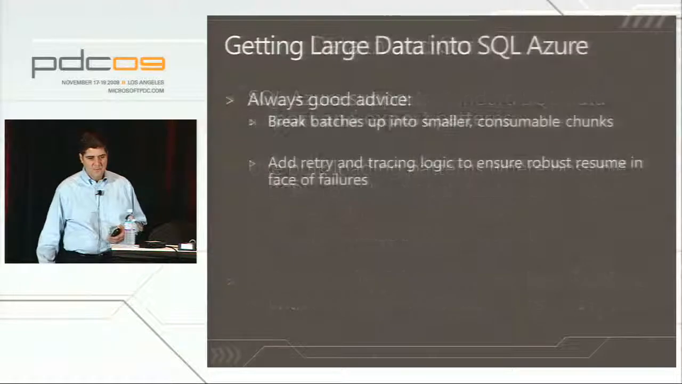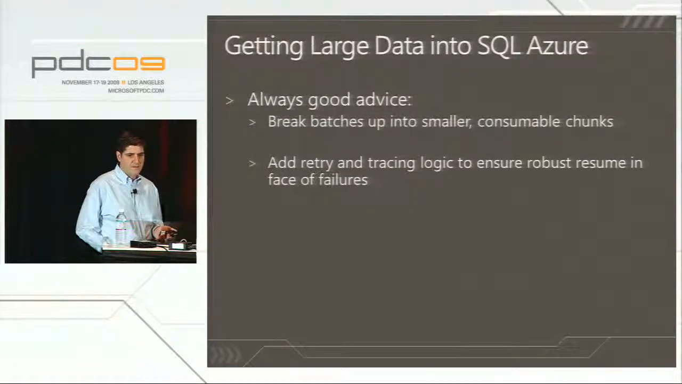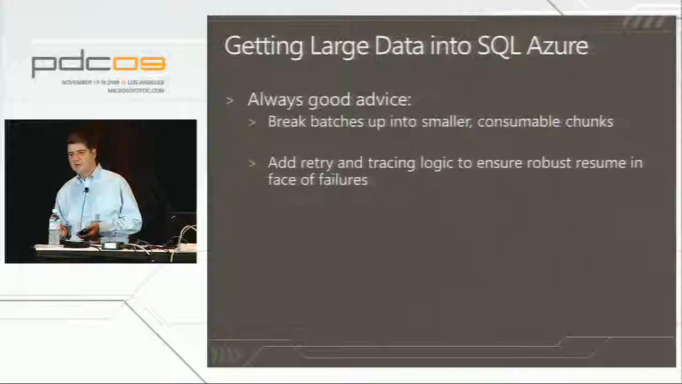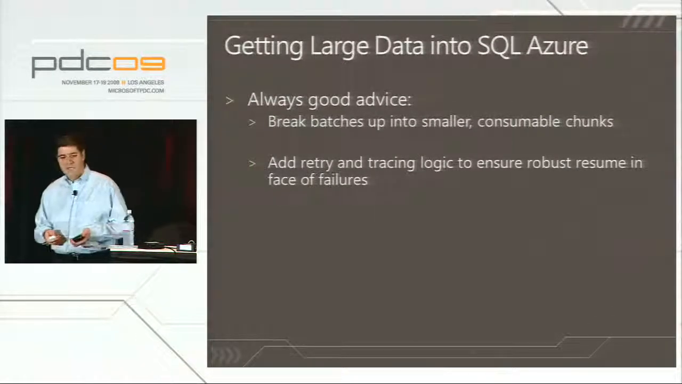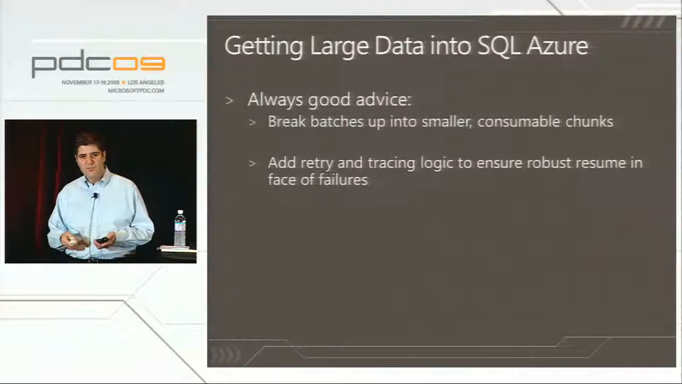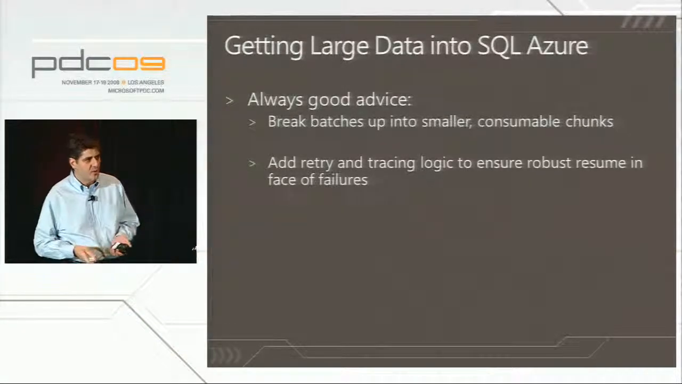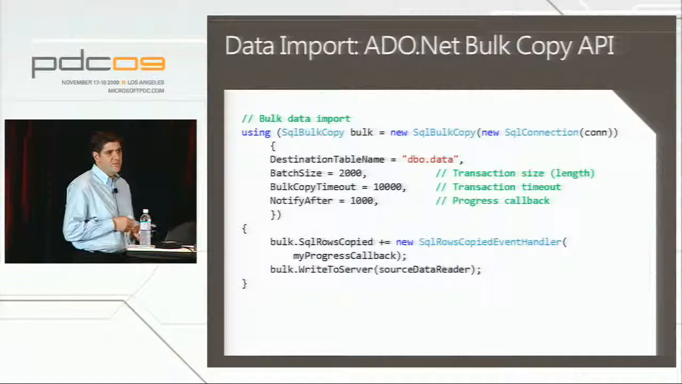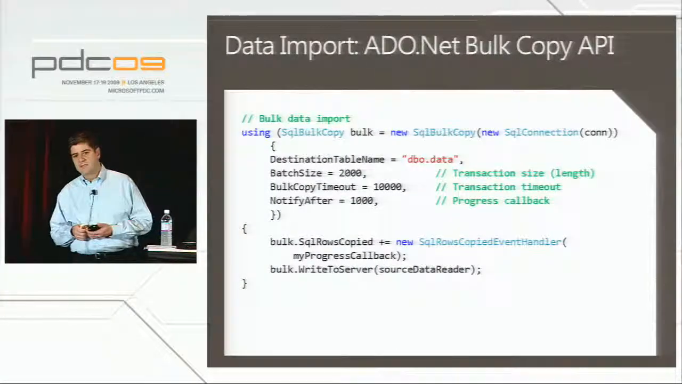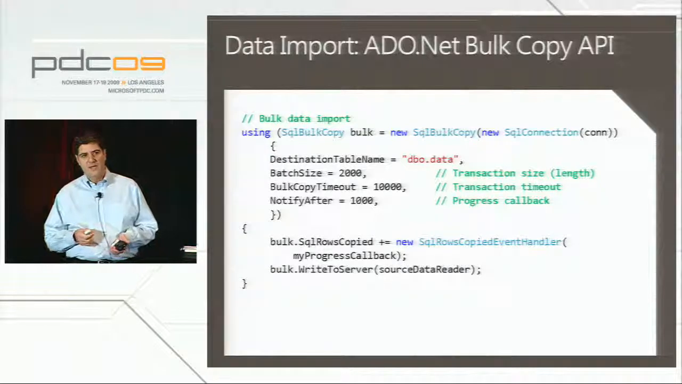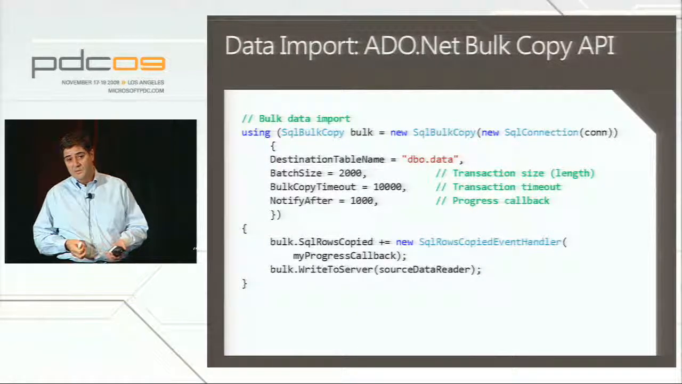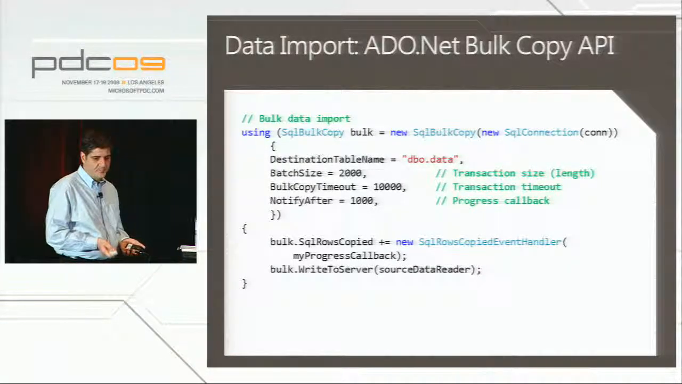So when you're getting data in and out, do it in smaller chunks, do multiple chunks, and add some retry logic as you would normally do, right? So this is an example of the bulk copy APIs that's available in ADO.NET. And again, this is not new, but it's a good pattern to use for getting data in and out.